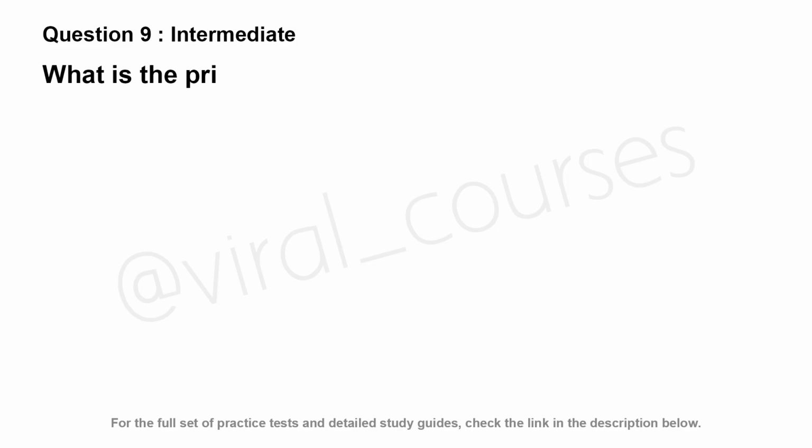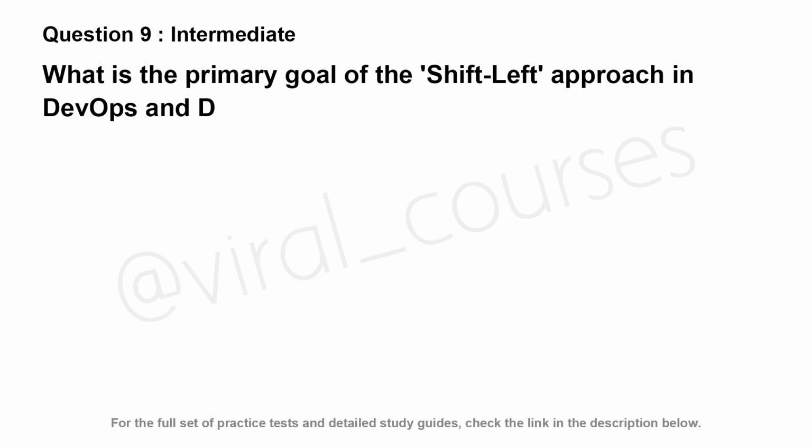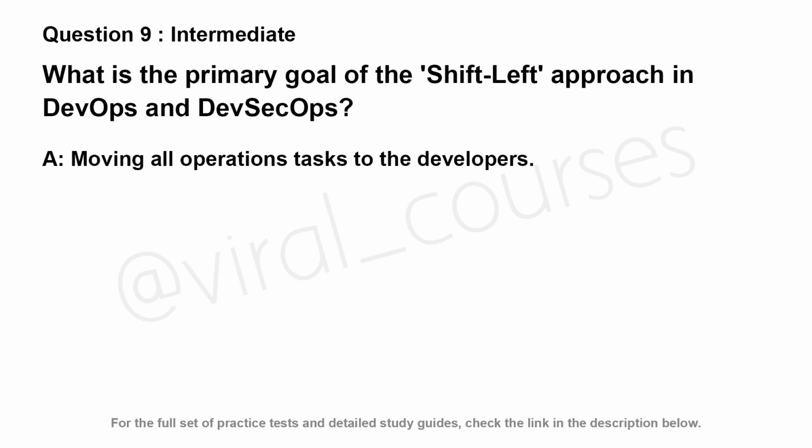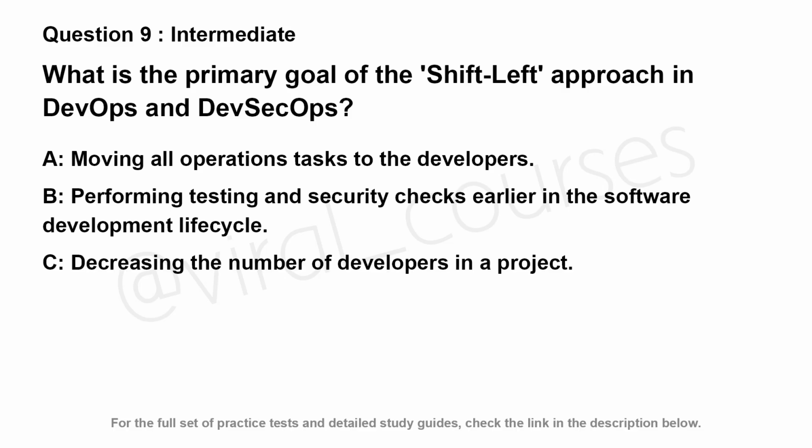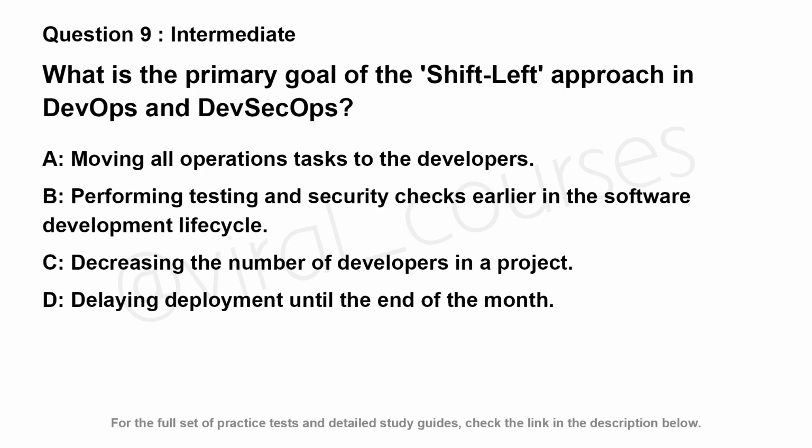What is the primary goal of the shift-left approach in DevOps and DevSecOps? Option A. Moving all operations tasks to the developers. Option B. Performing testing and security checks earlier in the software development lifecycle. Option C. Decreasing the number of developers in a project. Option D. Delaying deployment until the end of the month.